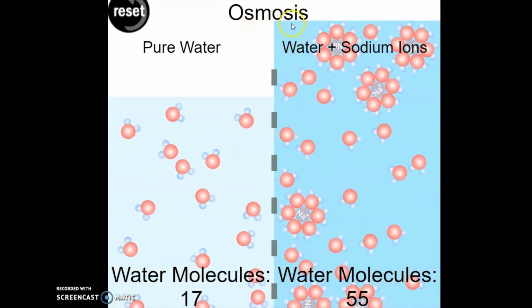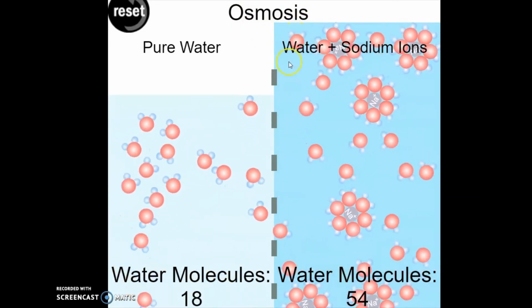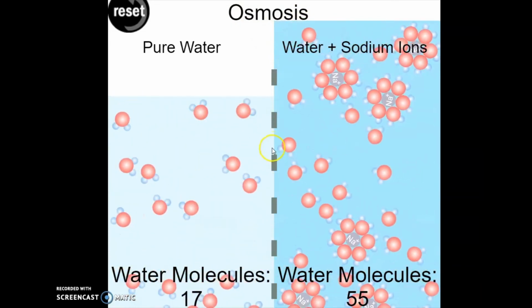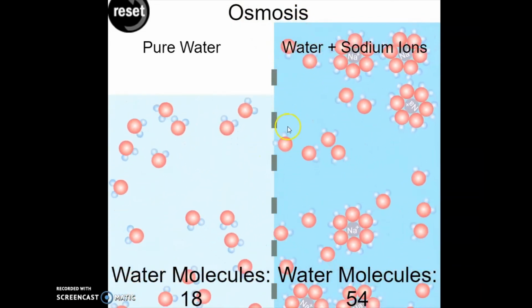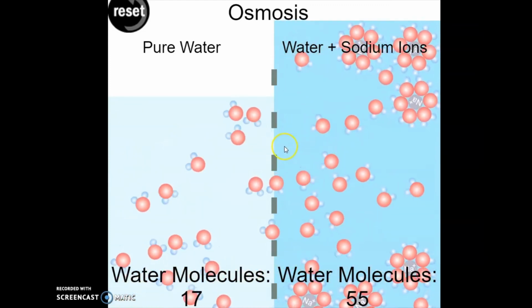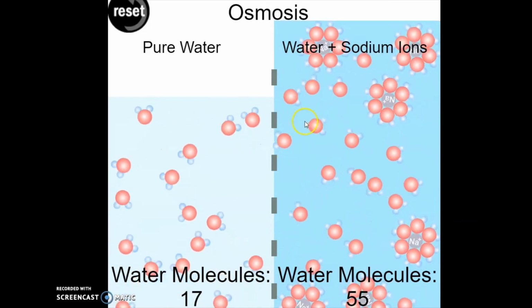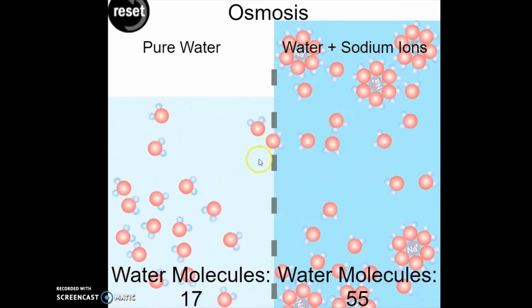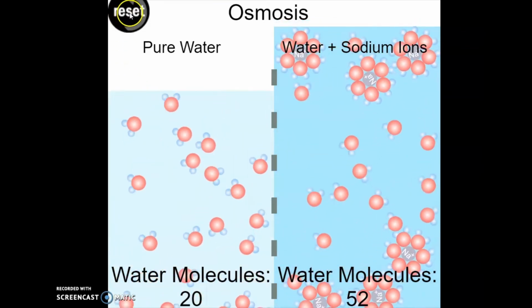I'm going to reset it, and when I reset it, you'll see that all the free water, all the water that's not bound to the sodium ions, will be on the left side, and on the right side we'll just have sodium and water bound to it. So let's see what happens.